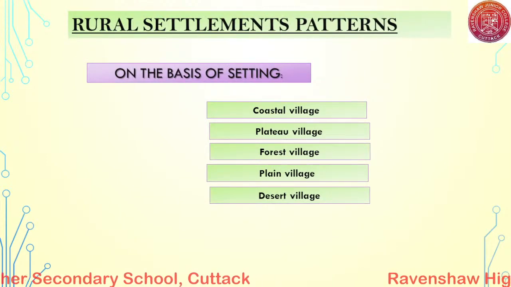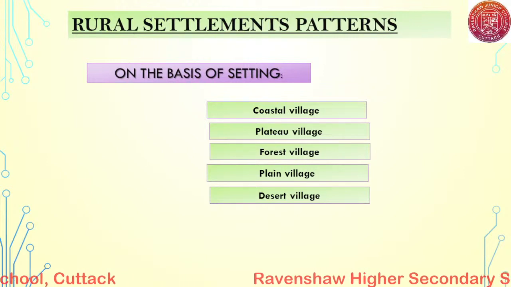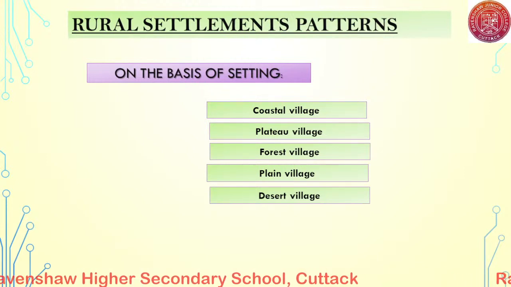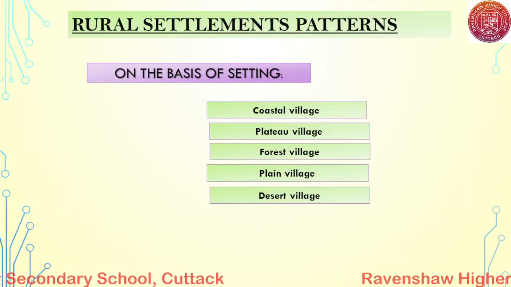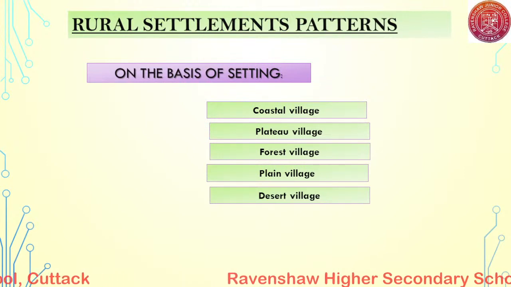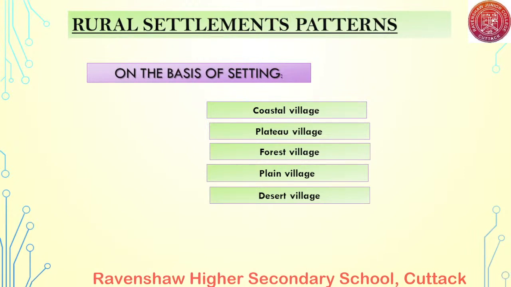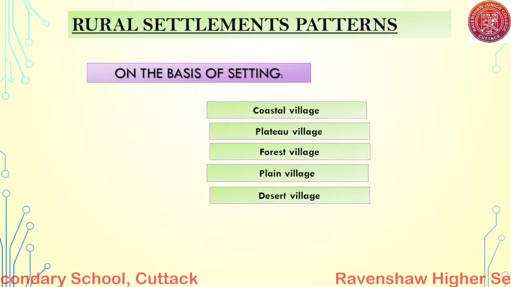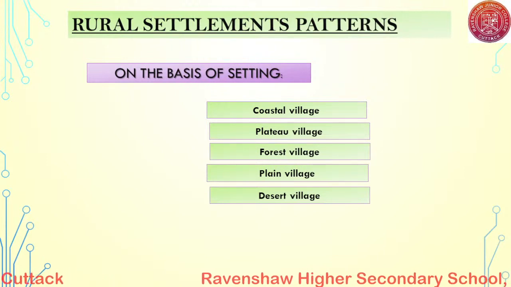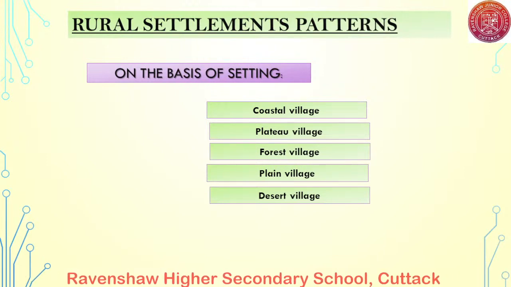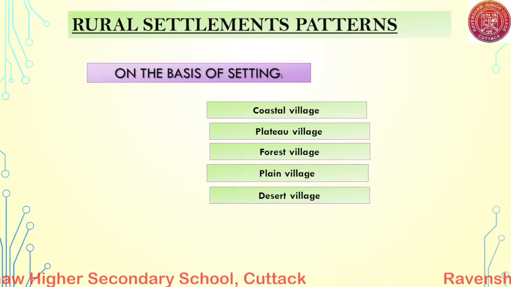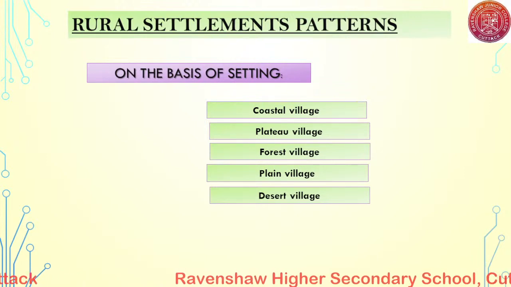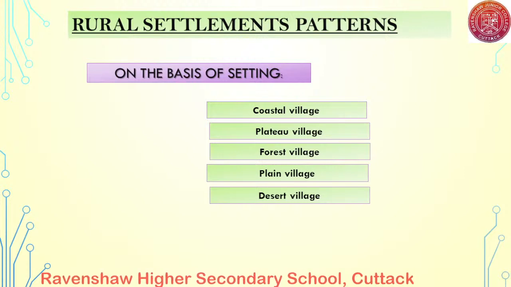Then rural settlements have different patterns, and these patterns are on different bases. And the first basis is settings. Then rural settlements may be coastal village, plateau village, forest village, plain village, and it may be desert village. And these are the rural settlements which are on the basis of settings.